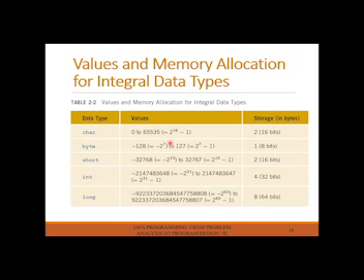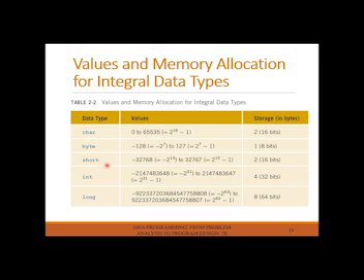Simulan natin sa values and memory allocation for integral data types. Pag char, ang value niya is 0 to 65,535 or 2 to the 16th minus 1. Ang storage po niya in bytes is 2 bytes or 16 bits. Sa byte naman po, negative 128 to positive 127. Yan po yung values na pwedeng gamitin. It's equivalent to 1 byte or 8 bits.